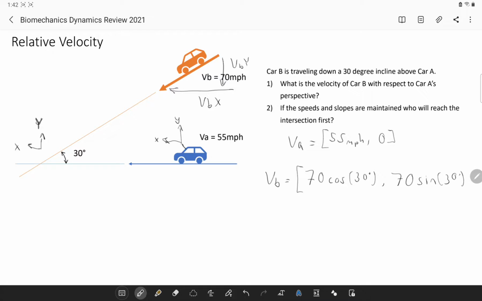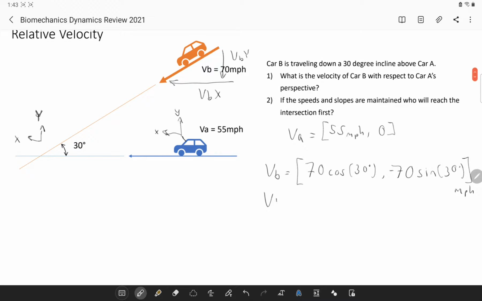And since that's going down and we draw that as upwards positive, let's go ahead and put a negative on that as well. And those are still all going to be in miles per hour, just as a note. So if we plug those into our calculator, we get our VB equal to 60.6 in the x direction and negative 35 in the y direction.